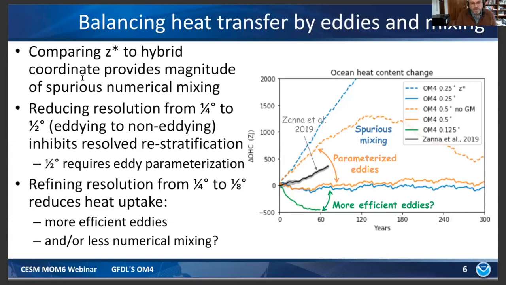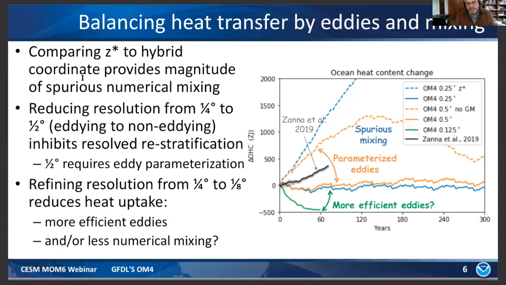But one thing about this plot is it tries to reveal how important eddies are. If I look at the orange solid line, that's the half-degree model with the parameterized eddies. And if I turn the parameterizations off, that switches over to the dashed orange line, and that change is almost as large as the spurious effect. You can see that the eddies are a huge heat uptake relative to the drift. You've got to get the eddies right if you want to get the ocean model heat uptake right. They play a large role.